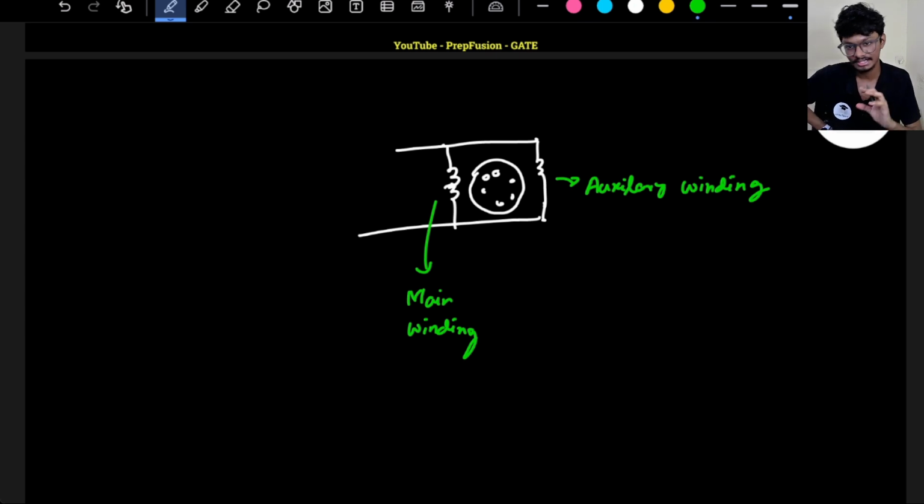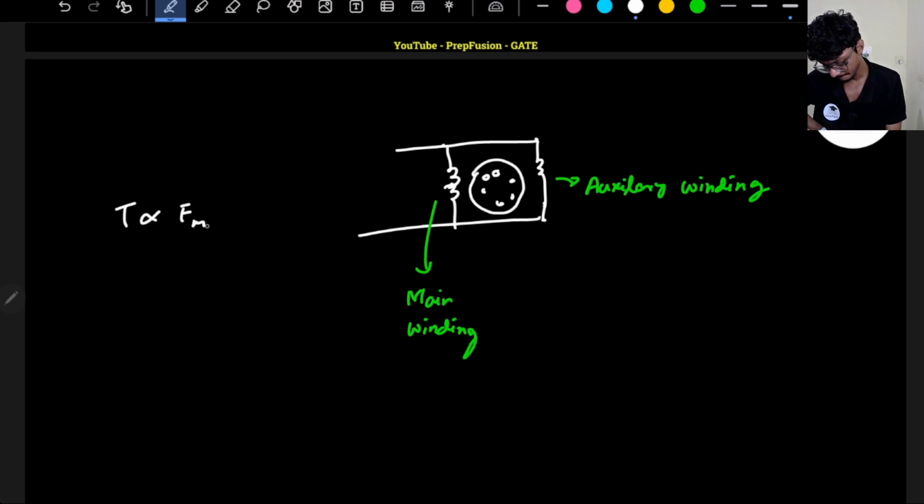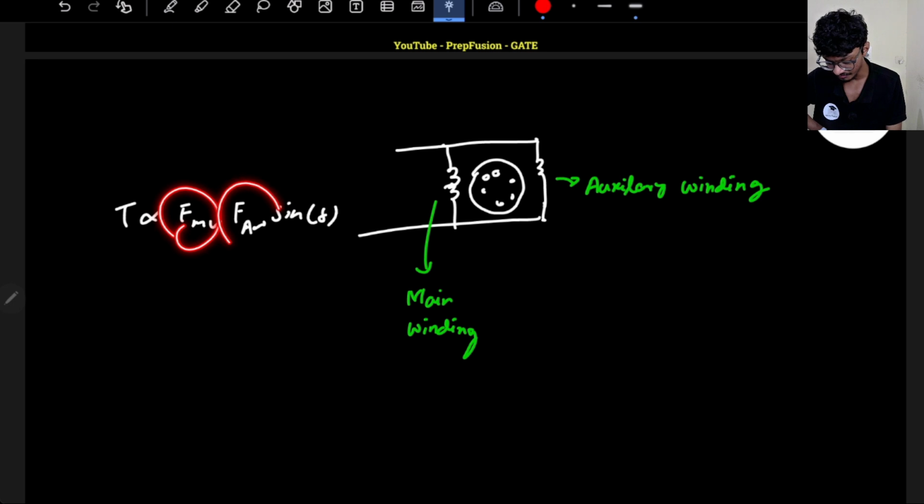So now how can I change the direction of rotation? What is the torque produced? Torque produced will be the mmf due to the main winding, times the mmf due to the auxiliary winding, into the sine of the angle between them. So if somehow I can reverse the direction of the mmf, that also is enough. How can I reverse it?